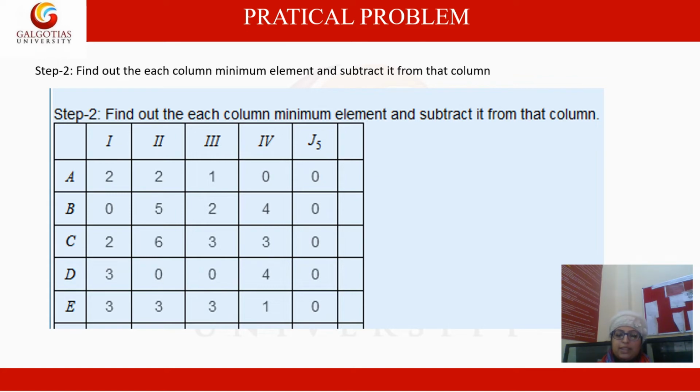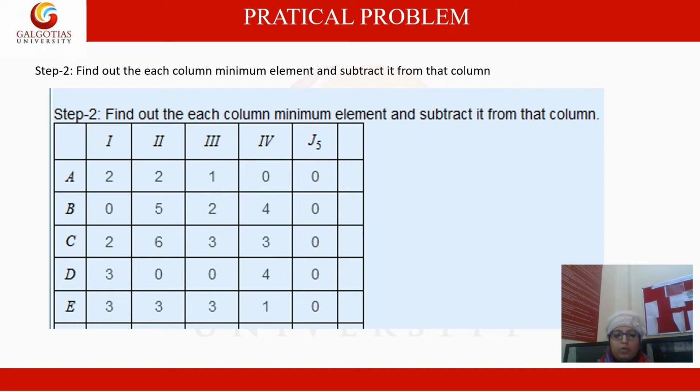So 9 minus 7 is 2, 7 minus 7 is 0, 9 minus 7 is 2, 10 minus 7 is 3, and 10 minus 7 is 3. In the second column, we can see the minimum element is 12. So 14 minus 12 will be 2, 17 minus 12 will be 5, 18 minus 12 will be 6. Like so on, we will be finding the minimum element in each column.